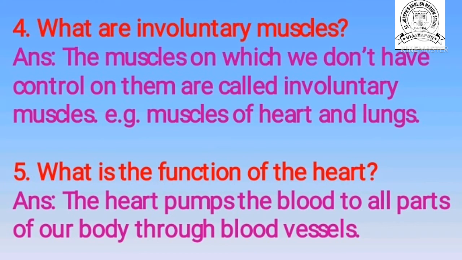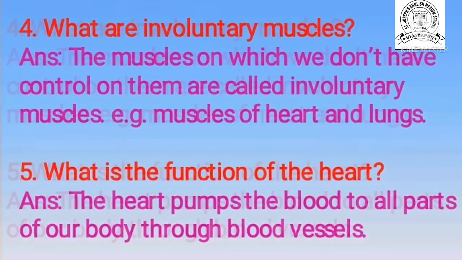Now, the rhythmic contraction and relaxation of the heart is called a heartbeat. When the heart contracts, the blood is supplied to all parts of the body, and when the heart relaxes, the blood from all parts of the body enters our heart. So rhythmic contraction and relaxation is called heartbeat, and at that time it provides blood to all parts of the body through blood vessels. Got it now? This is how the heart pumps the blood to all parts of the body.